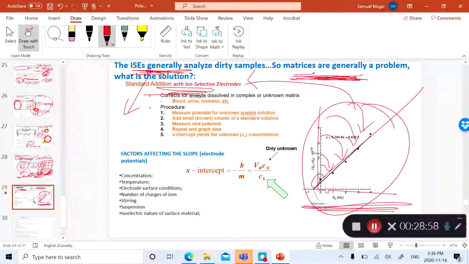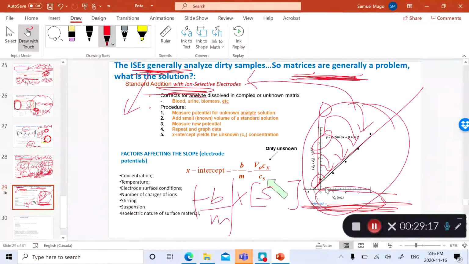And remember, the way you determine the unknown is by getting y equals 0. And so the intercept is minus b over m. In this case, I plotted volume on the x-axis. So I would multiply this by the concentration of the standard that I increasingly spiked, divided by the volume of the unknown that I used. Volume of unknown. Okay? And I hope that's clear.